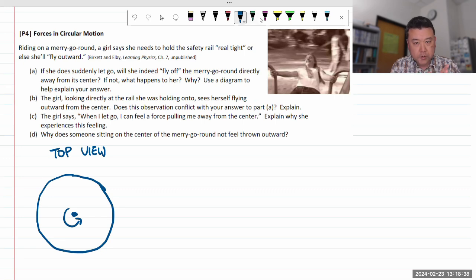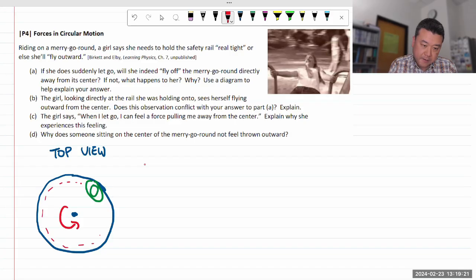And I guess you are considering someone who's standing someplace on the merry-go-round, maybe near the edge. And this is a top view, so this is their head, this is their body. Okay. And it says, a girl says she needs to hold the safety rail real tight or else she will fly outward. Okay, and I think that's the kind of feeling that all of us relate to. If you've been on a merry-go-round or if you've been spun around before, you get the sensation, well, I have to do something to stay in. Like if I stop doing it, I will fly outward. So that's the picture we have in mind.